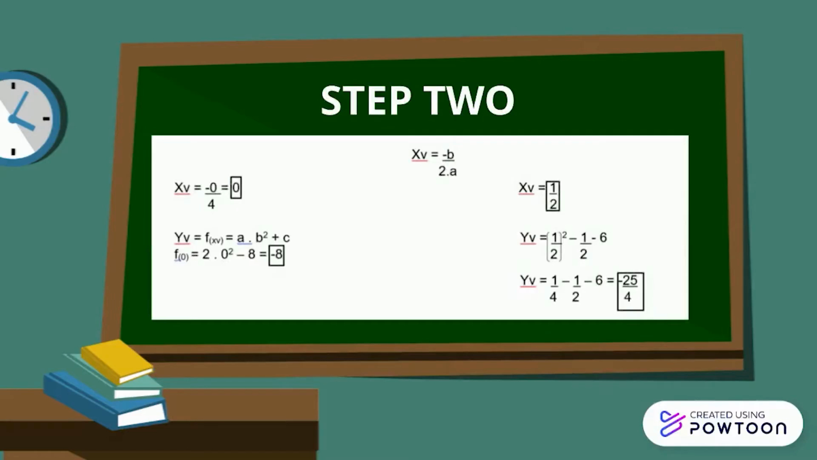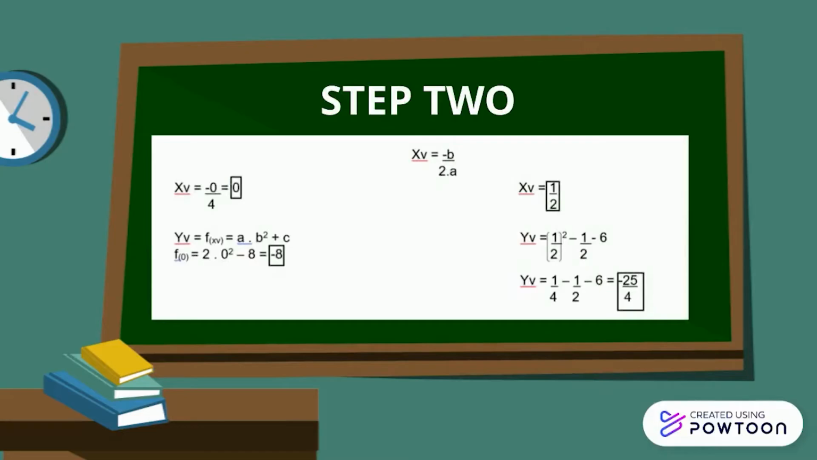xb equals negative b divided by 2a. xb equals 0 divided by 4 equals 0. yb equals f of xb equals a times xb squared plus c. f of 0 equals 2 times 0 squared minus 8 equals negative 8.